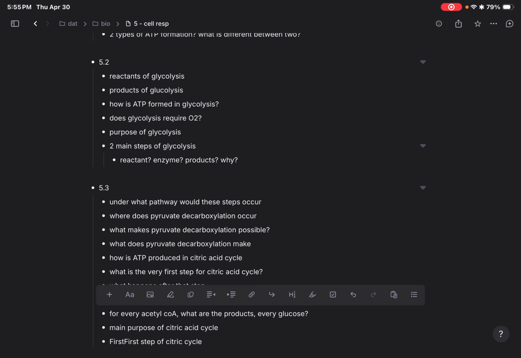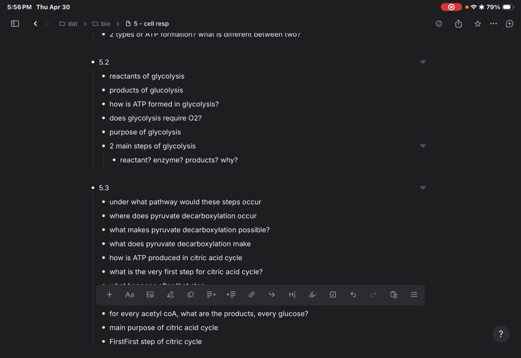Okay, let's just talk about the net reaction. We get 2 ADP, 2 phosphates, 2 NAD+, plus a glucose. When we get it out, we get pyruvate, H2O, 2 ATP, and 2 NADH, plus 2 H+, I think.